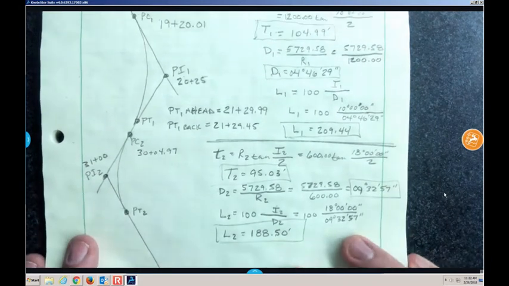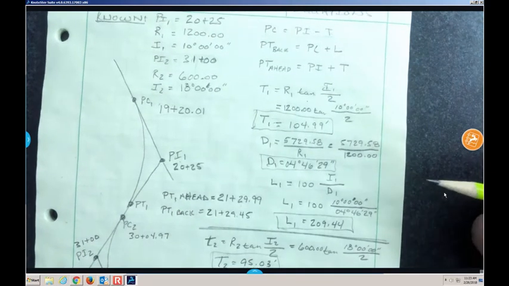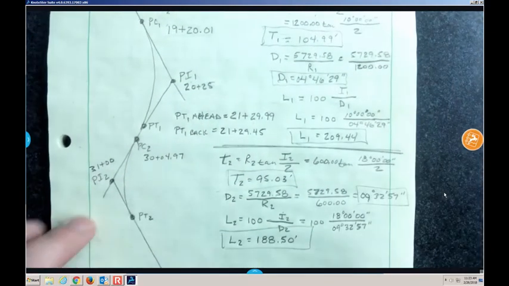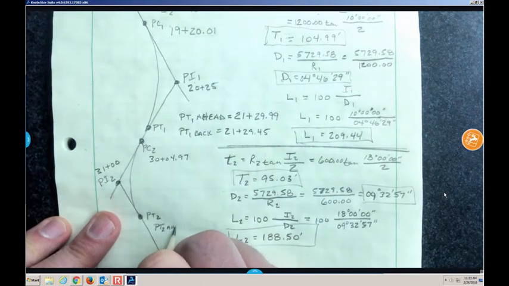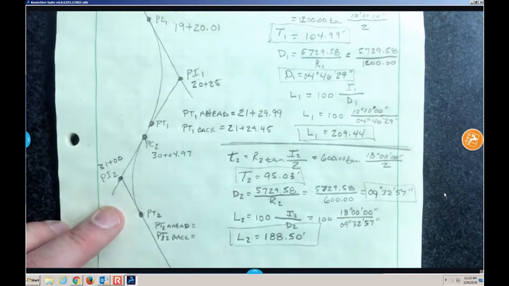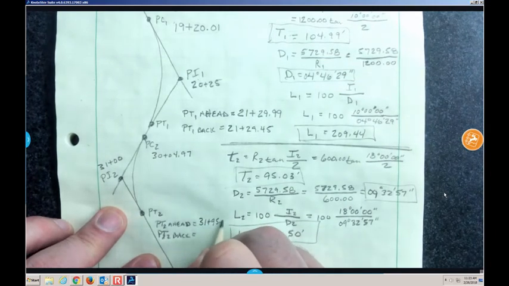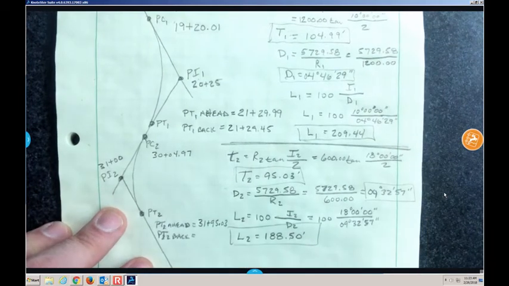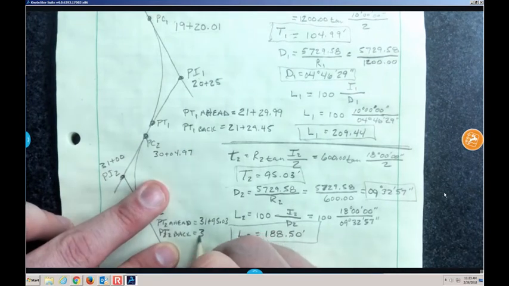All right, based on what we know about L2 now, we can find our ahead and back for the PT. PT2 ahead and PT2 back equal what? PT2 ahead is 31 plus 95.03. Yep. PT back is 31 plus 93.04.